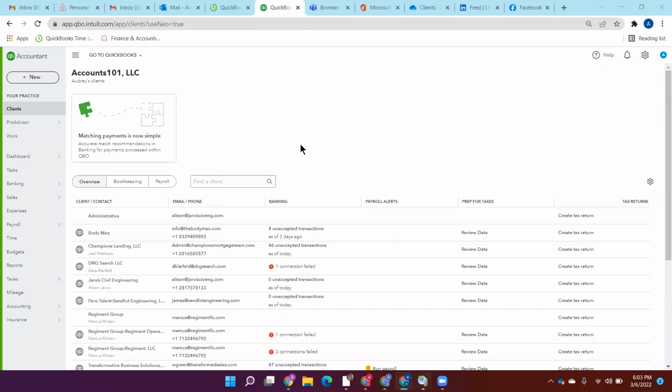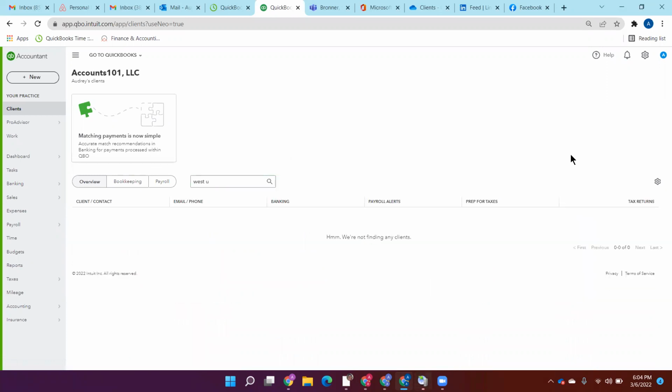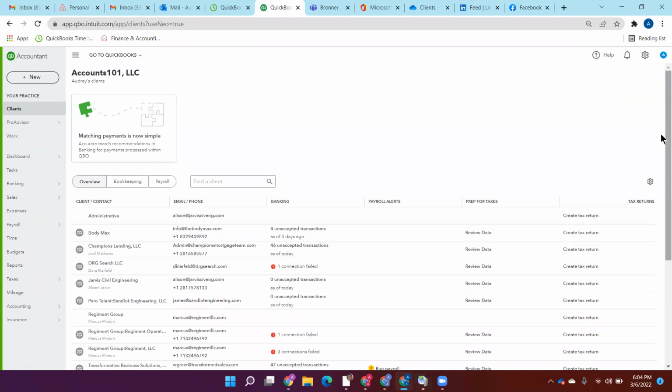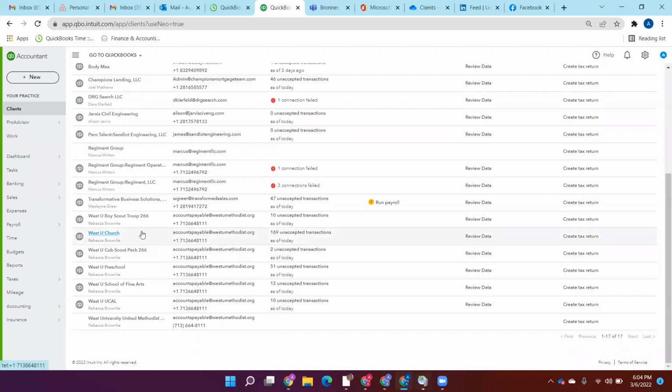So I started with Inez with Accounts 101. She gave me 4 clients. So I have Body Max, I have Jarvis Civil Engineering, and so West U. No, West something. And this one, Westview Boy Scout Troop, and then the Westview Cub Scout Pack.